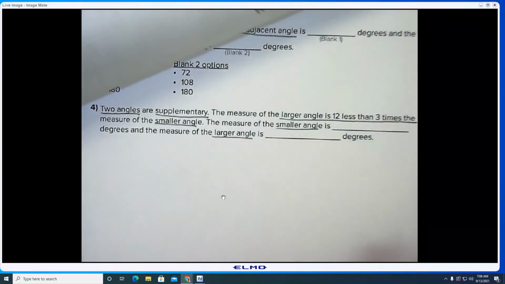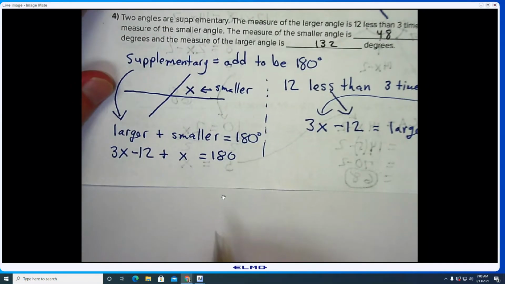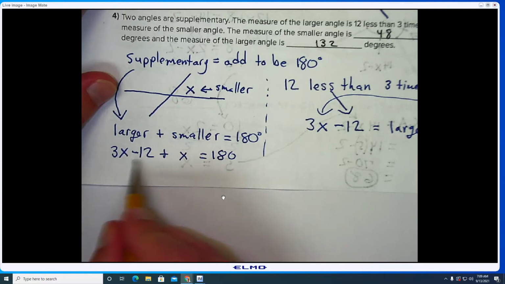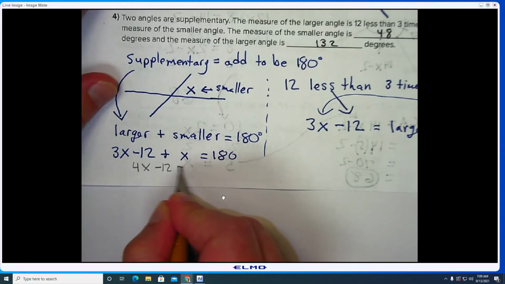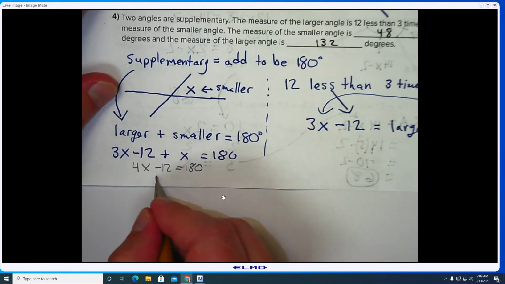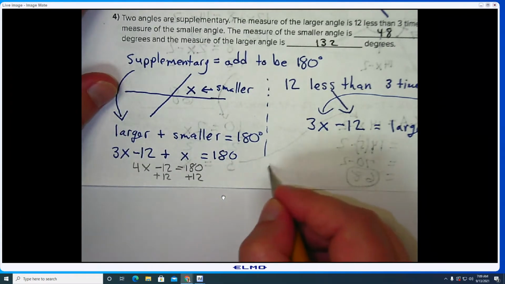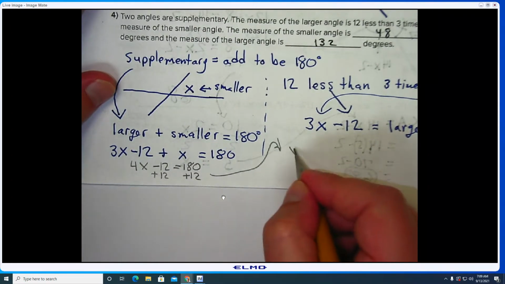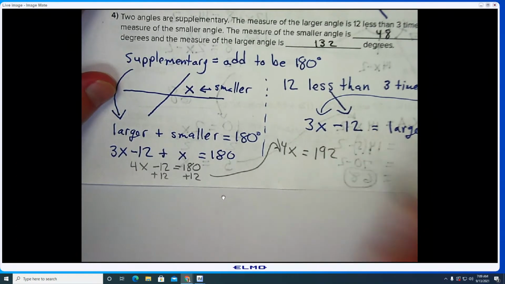Did I solve it somewhere? I'm not seeing where I solved it. That's okay. We can go ahead and do it right now. So that's going to be, we combine like terms. It's going to be 4x minus 12 equals 180 degrees. And I add 12 to both sides, solving for x. I get 4x is equal to 192.